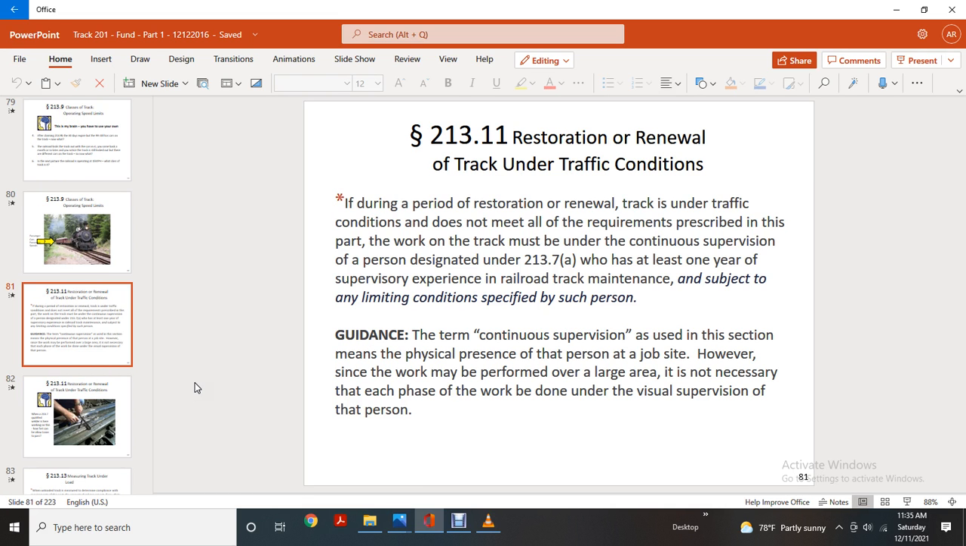213.111, restoration or renewal of track under traffic conditions. During the period of restriction, renewal of the track under the track condition but that does not meet the requirements prescribed by the program, the work on the track must be under the continuous supervision of a person designated in paragraph 213.7A with at least 1 year of supervisory experience in railroad track maintenance, subject to any of the limiting conditions specified. The term continuous supervision does not mean the physical presence of the person at the job site, since the work may be performed over a large area, but each phase of the work must be under the physical supervision of that person.